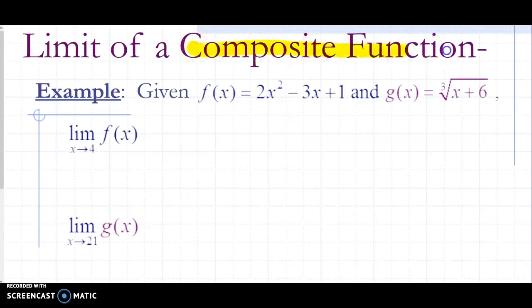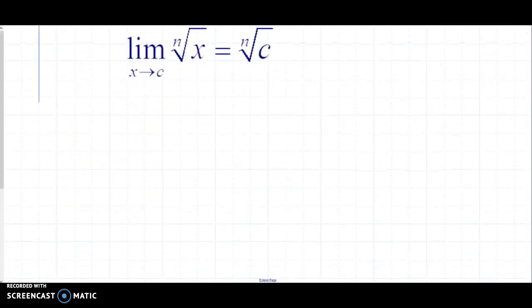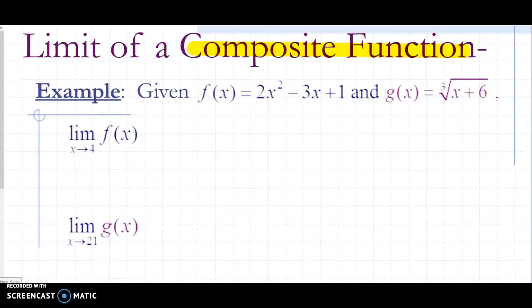Okay, last one, limit of a composite function, or what I would call a composition function. Same thing. Let's say here, oops, should there be something under here? Interesting. Well, note that in your notes you guys have a theorem about the limit of composition functions, which we're actually going to use right now.